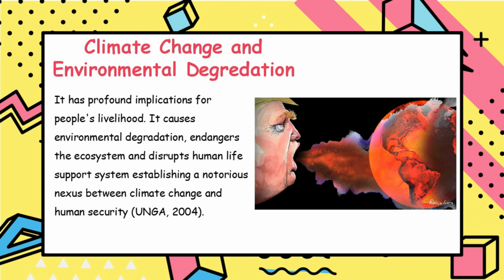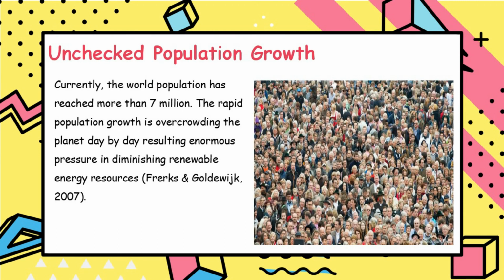Climate change and environmental degradation. It has profound implications for people's livelihood. It causes environmental degradation, endangers the ecosystem, and disrupts the human life support system, establishing a notorious nexus between climate change and human security. UNGA 2004. Unchecked population growth. Currently, the world population has reached more than 7 billion. The rapid population growth is overcrowding the planet day by day, resulting in enormous pressure on diminishing renewable energy resources. Fricks and Goldwick 2007.